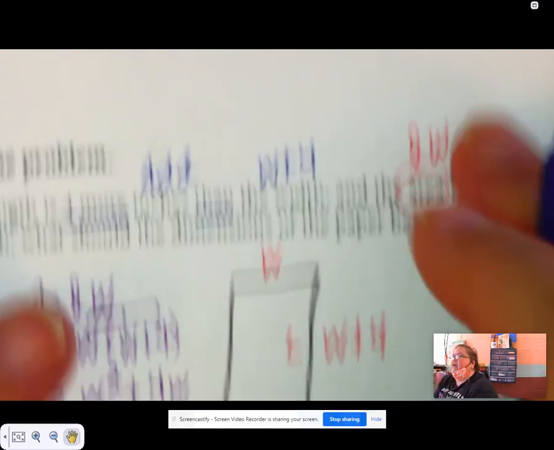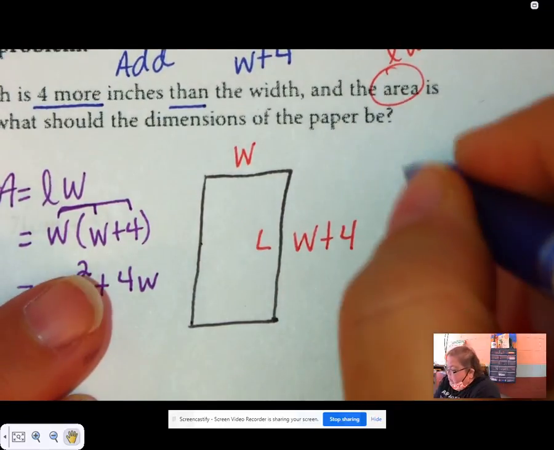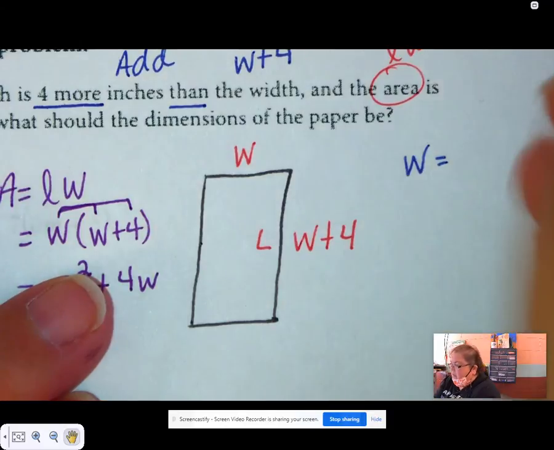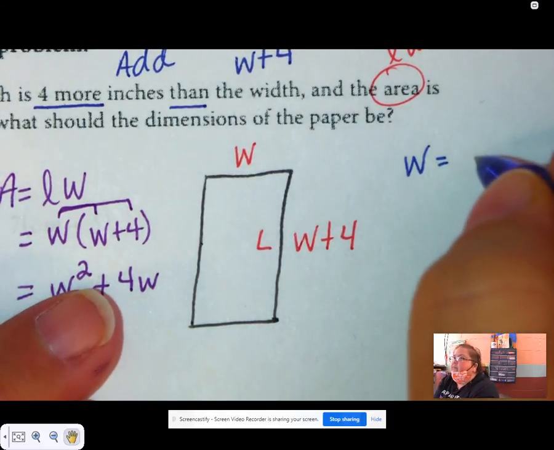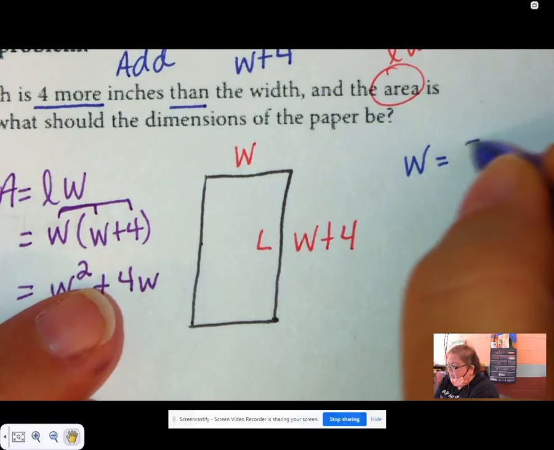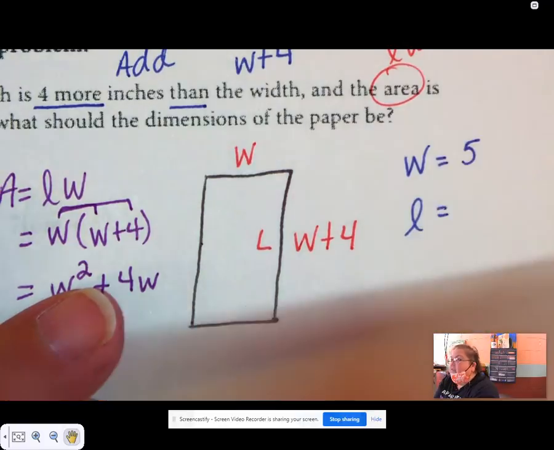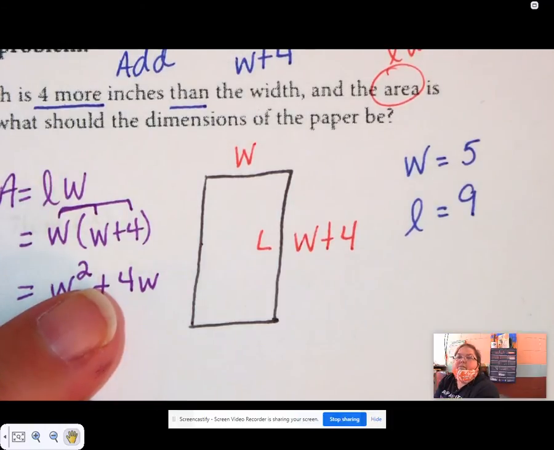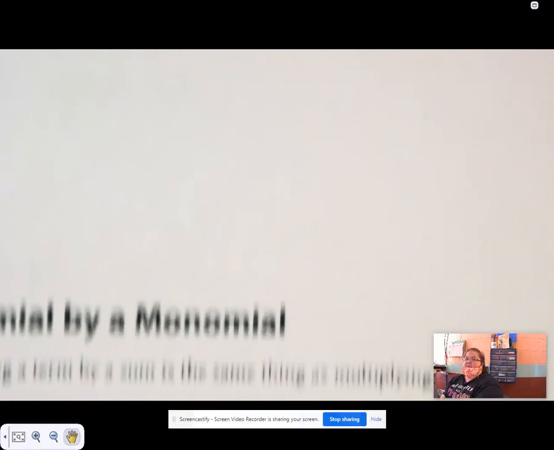Woo! Okay. Here's what I want to know. What is the width? What did we find to be the width? 5. So then what is the length? 9. There we go. Good old guess and check. It's a hoot. See, I have threatened to teach factoring that way, but we just don't have that kind of time.